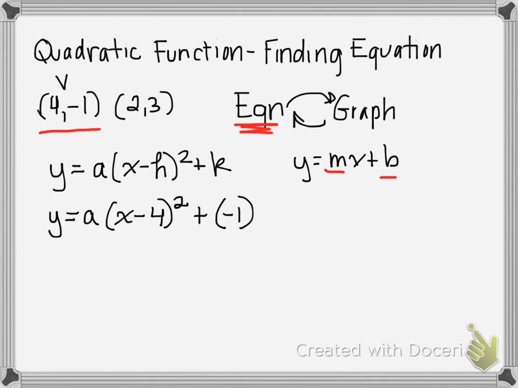So listen to that again. x minus the x-coordinate of the vertex. So I get x minus 4, and then I do y plus the y-coordinate of the vertex. So the y-coordinate of the vertex is negative 1 here, so it's plus negative 1. So notice there's a little bit of a difference there where I'm subtracting the x-coordinate of the vertex, and I'm adding the y-coordinate of the vertex.